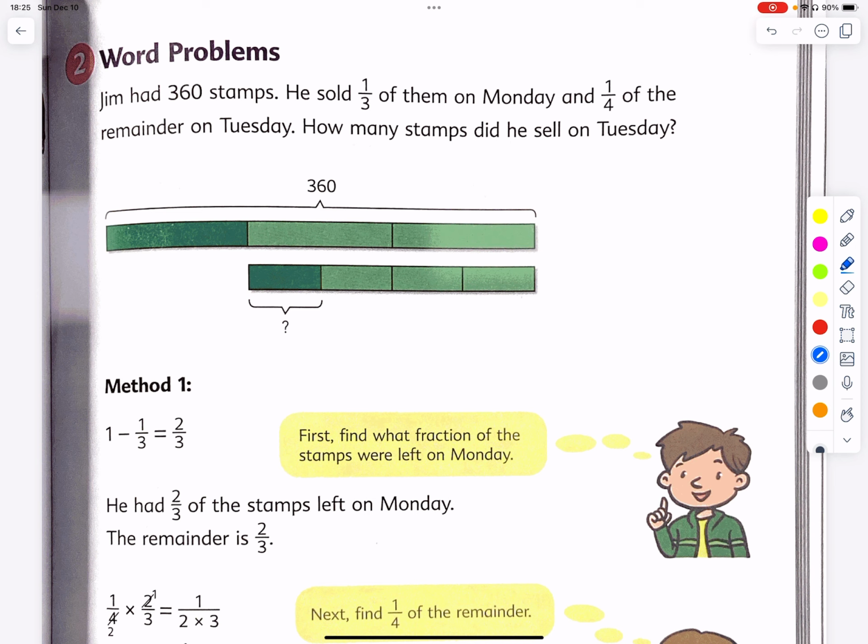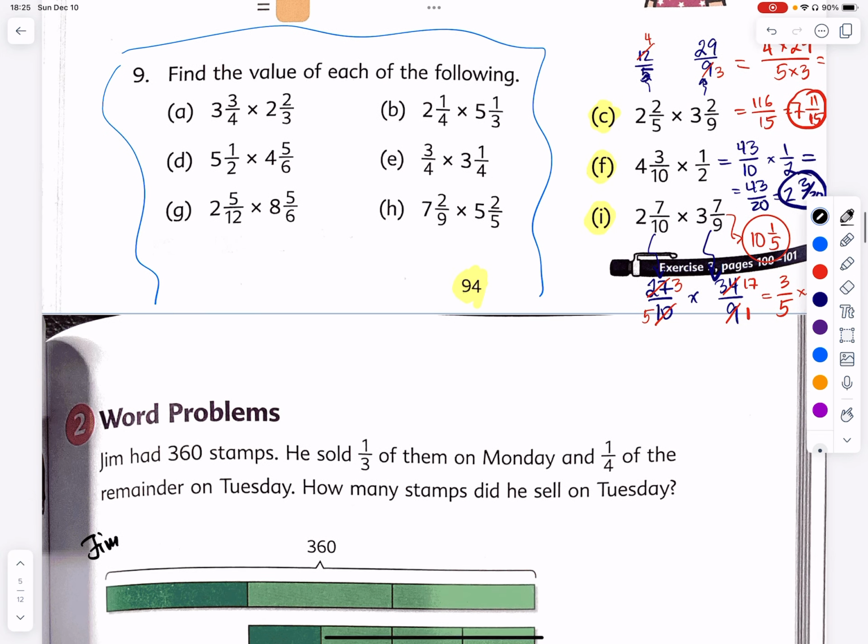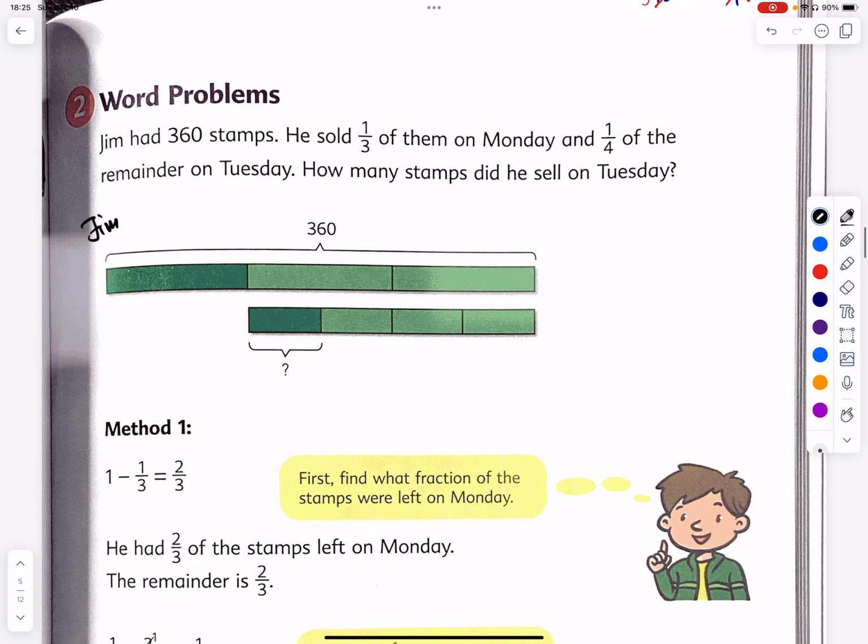Jim had 360 stamps. He sold 1/3 of them on Monday and 1/4 of the remainder on Tuesday. How many stamps did he sell on Tuesday? Let's do the three W's: who, what, and why. Of course, the problem is talking about Jim and his stamps. And what do we know about Jim's stamps?